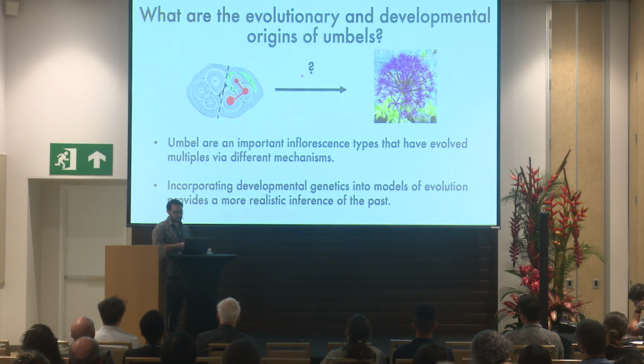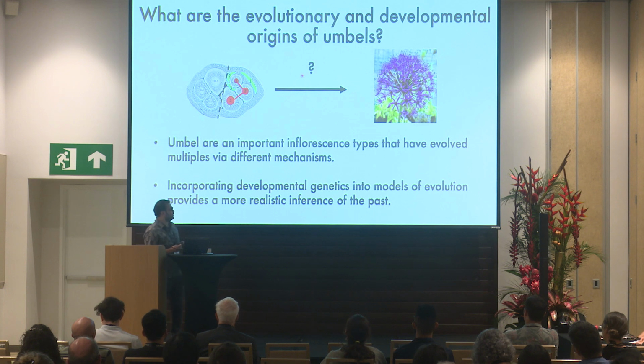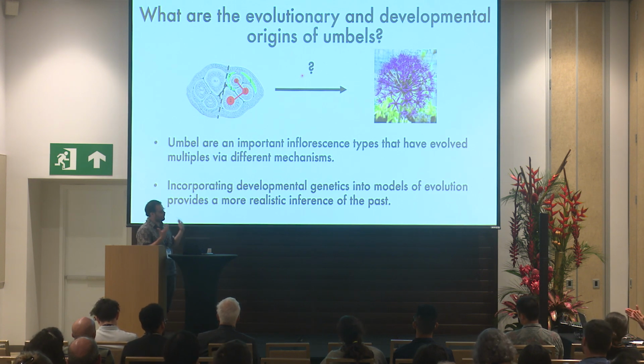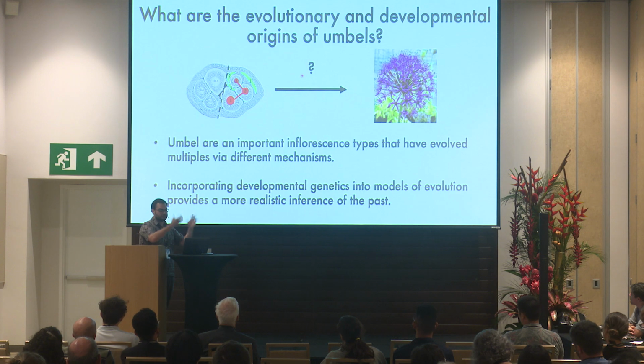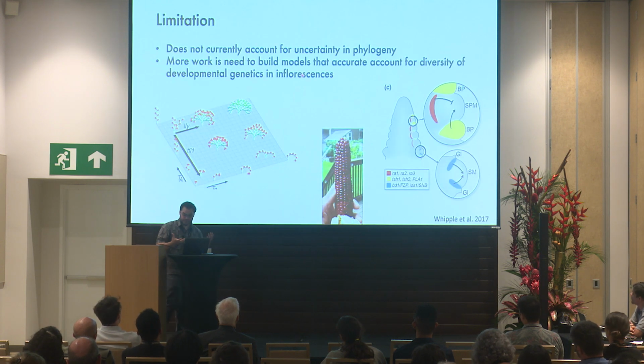So if we think about this broader question of the origin and development of umbels, I showed you that they're important inflorescence types, at least in the monocots. They've evolved via multiple different mechanisms, and I've provided a framework of incorporating developmental genetics and our understanding of the organismal properties that produce phenotype into evolutionary models. But of course, there are limitations.